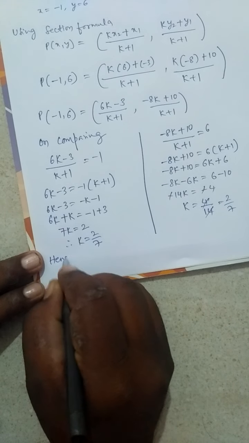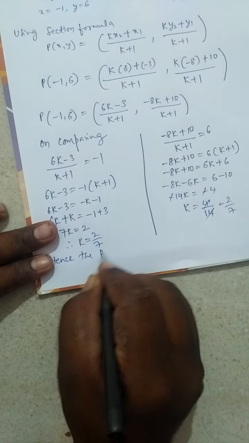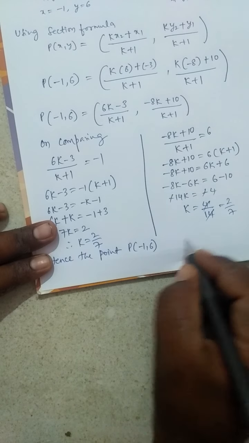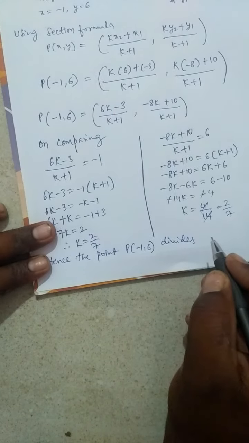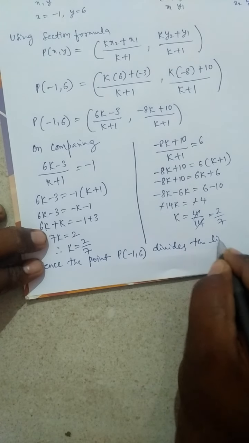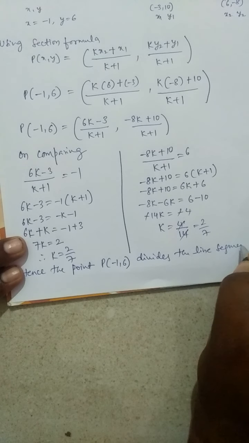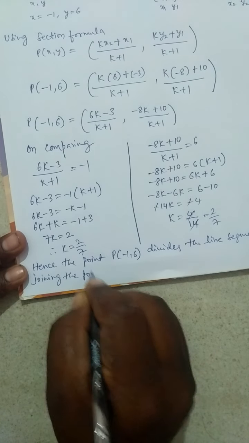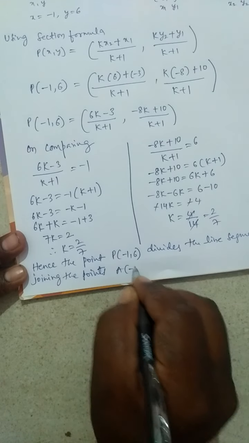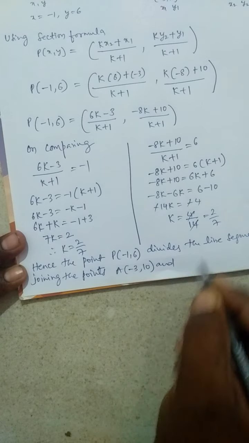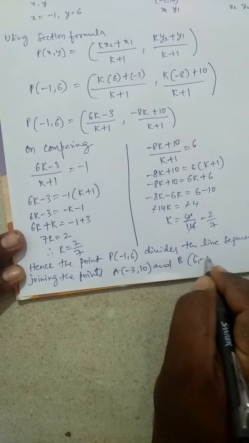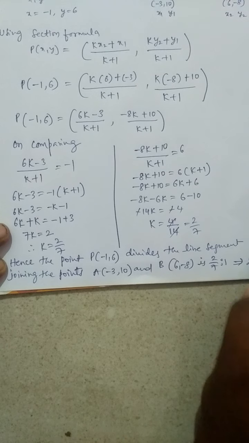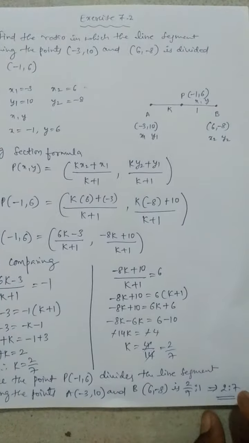Hence the point P of minus 1 comma 6 divides the line segment joining the points A of minus 3 comma 10 and B of 6 comma minus 8 in the ratio 2 by 7 is to 1, which implies 2 is to 7. This is our required entire solution.